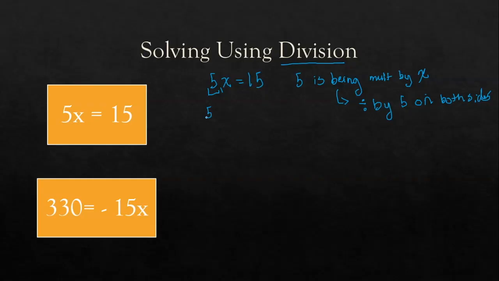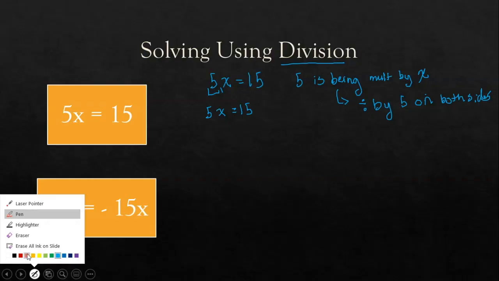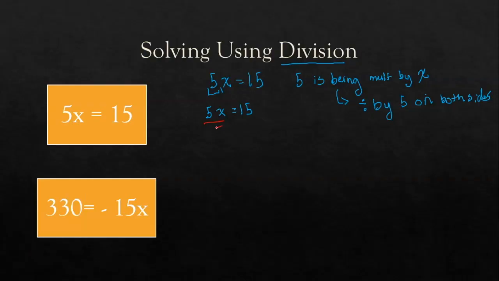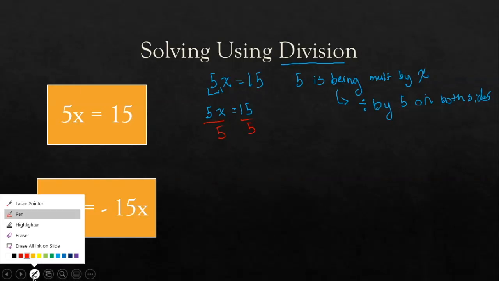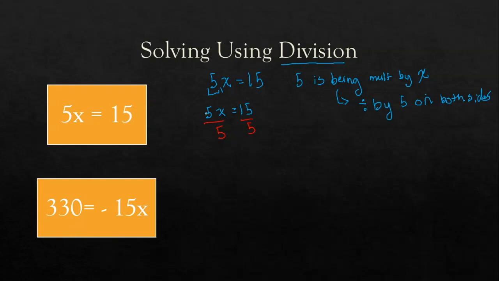So what does this look like? I'm going to rewrite it here. I'm going to switch to a different color here. We're going to divide by 5 on this side and divide by 5 on this side. So we have to do it to both sides. That is a really important thing to just keep in mind. So when I do that, this 5 divided by 5 goes away. That's the reason we did it. If it doesn't go away and there's still a number in front of the x, we did something wrong.